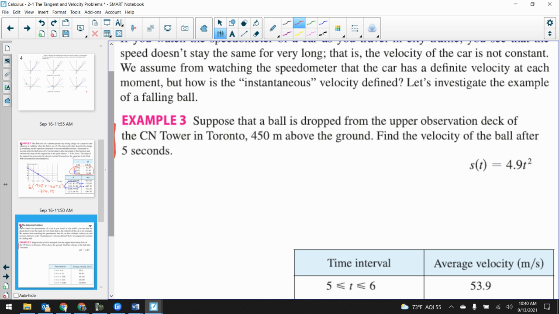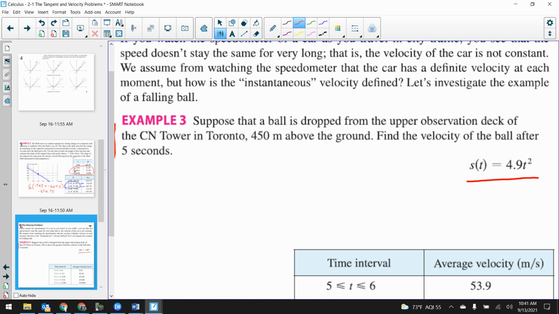Now, this is an equation. S of t is equal to 4.9 t squared. For those of you in physics, that should probably be a familiar equation. That's the acceleration due to gravity in meters per second of a falling object without any initial velocity, without being thrown or anything. That's just dropped, right? Without any force applied to it, just the force of gravity acting on it. So find the velocity of the ball after 5 seconds.